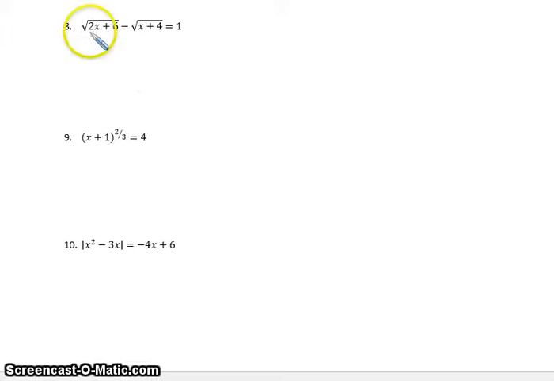If you look at 8, it is the radicals that are messing us up, so we definitely want to be able to square. I don't want to square them when they're both on the same side like that, so I'm going to move the second one over so that I just have the radical 2x plus 6 on the left side. And then I'll have 1 plus radical x plus 4.